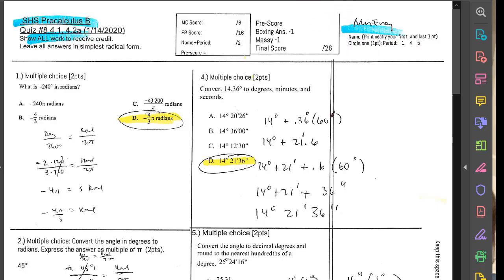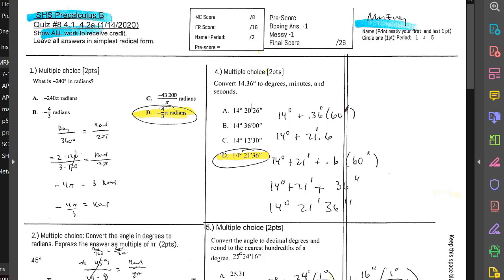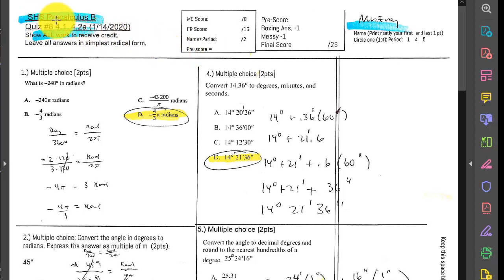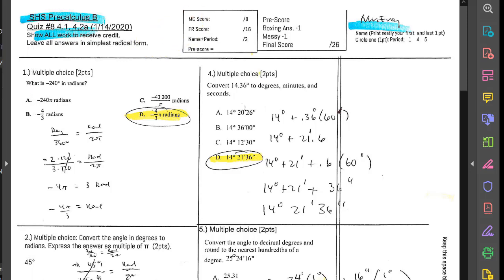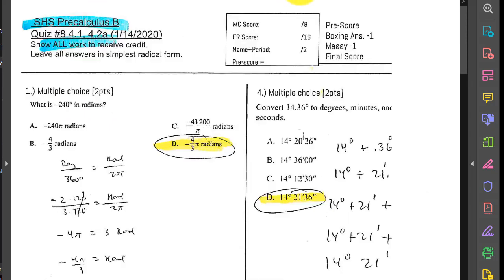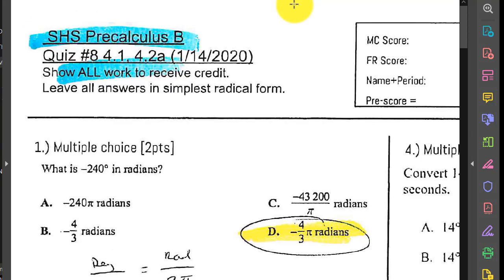Hey, this is Mr. Ng going over the pre-calc quiz number 8, chapter 4, section 1, and chapter 4, section 2a. This is the non-trig graphing. And let me zoom in for you. Let's go over the answers and I'll show you some student work.